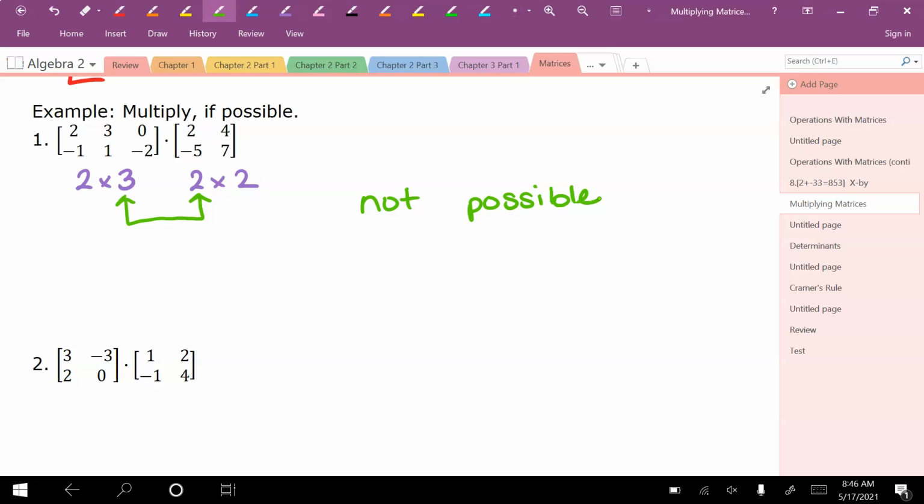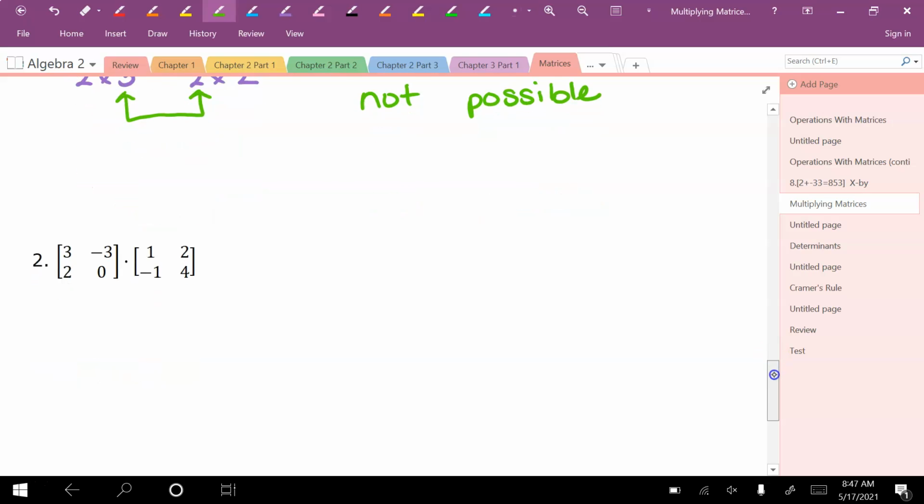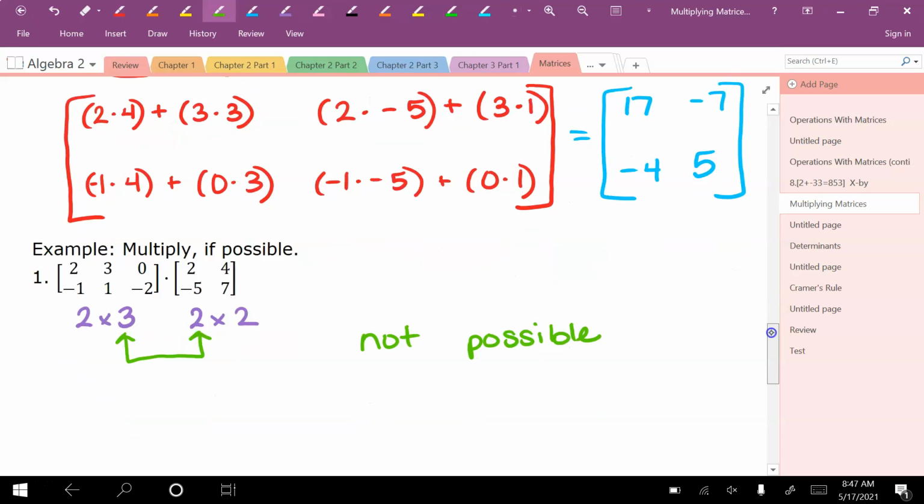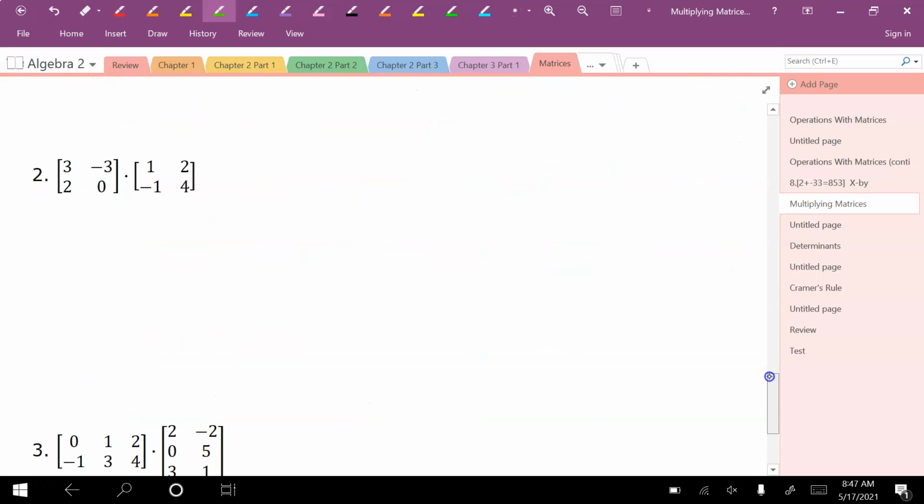Okay, number 2, we should be able to multiply. It looks exactly like the one that I went through up above with you guys. So I'm going to give you a couple minutes. You go ahead and try to do this one. Use this problem up here that I went through as kind of a guide if you can't remember the order that we did things in.